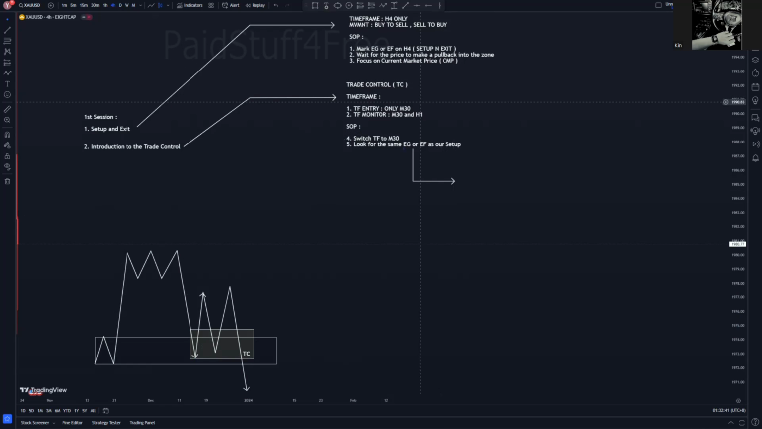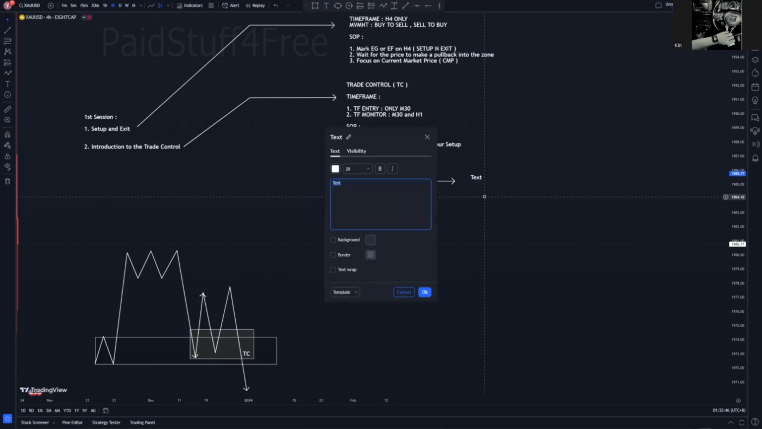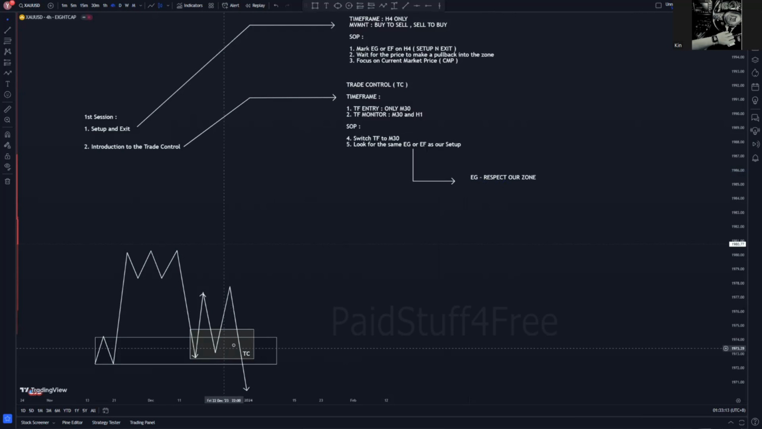If inside the current market price the price created an ED, and of course this ED needs to be the same as our setup, when the price created an engulfing at the current market price, it shows us that the price is going to respect our zone. Which zone are we talking about right now? Of course, this buy zone.